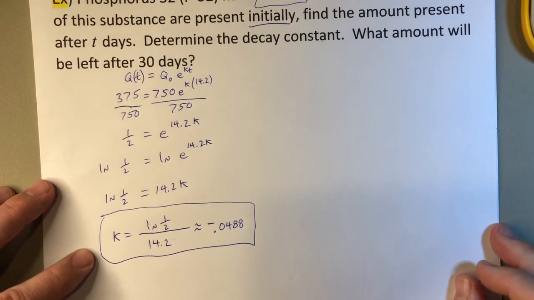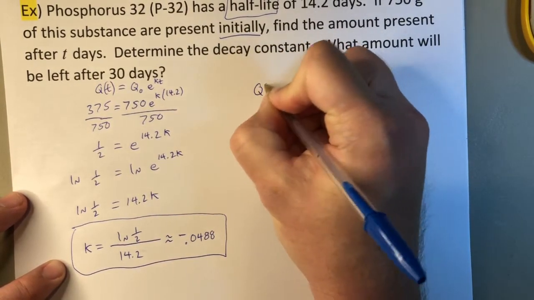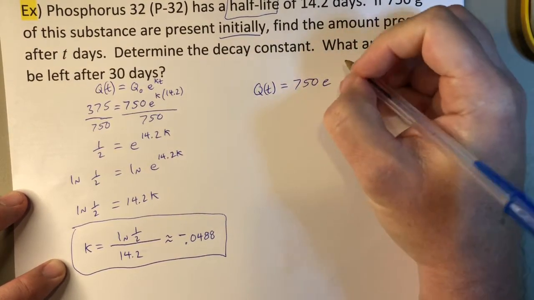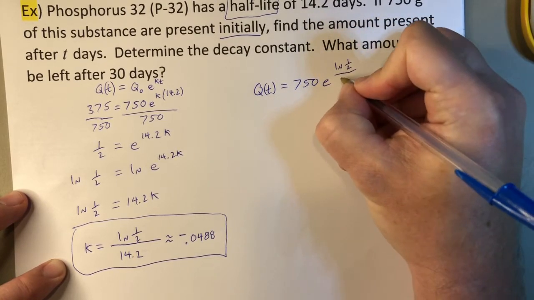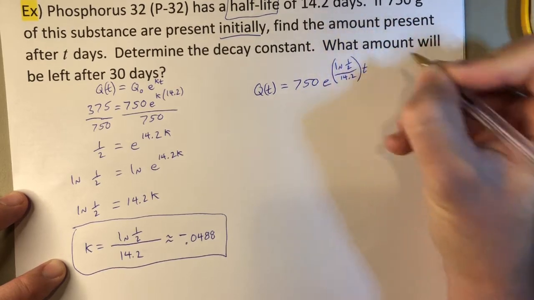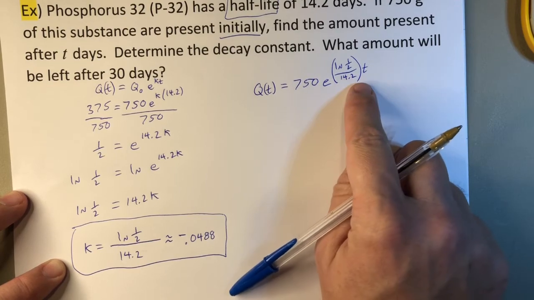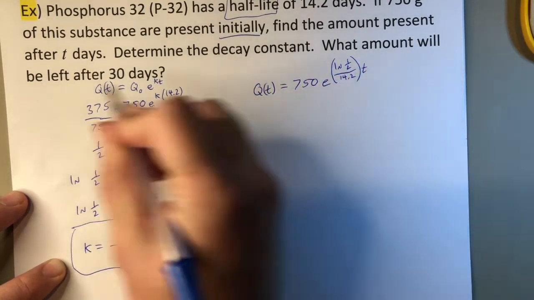And then let's come up with the model. So Q of t is now equal to 750 times e to the k, which is this, ln of 1/2 all over 14.2. This is all in the exponent position. There's our model, okay? This is our mathematical exponential decay model. Okay, so what amount will be left after 30 days?